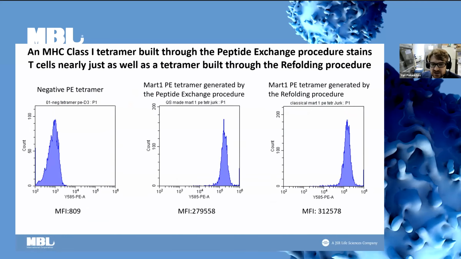No matter how the MHC tetramer is generated, if all the proper purification procedures are followed, the final tetramer product works the same way when it comes to T-cell staining. This is an example of Jurkat Mark 1 cells that are stained with the Mark 1 PE tetramer, either in a QuickSwitch procedure or a Mark 1 PE tetramer that's been refolded using the traditional method. And as you can see by the MFI and just by even the size and shape of the graph, the staining is almost identical.